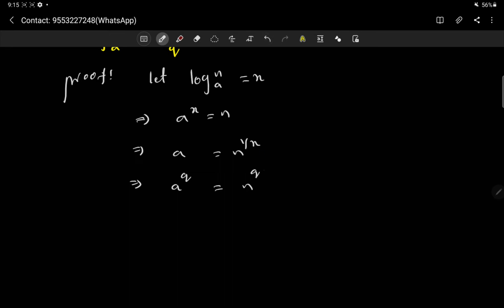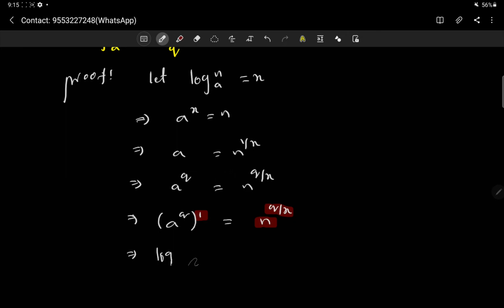We have taken power q on both sides. So the same thing can be written as a power q whole power 1 is equal to n power q by x. Now taking log, what can you have? You see here, these two numbers will interchange: power 1 here and n power q by x, this whole thing. So both are going to interchange.